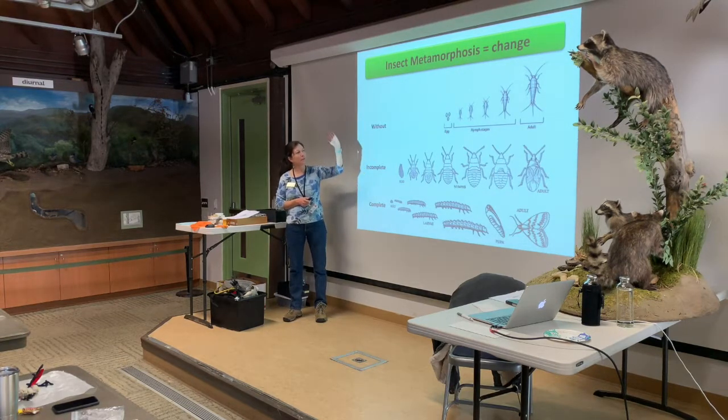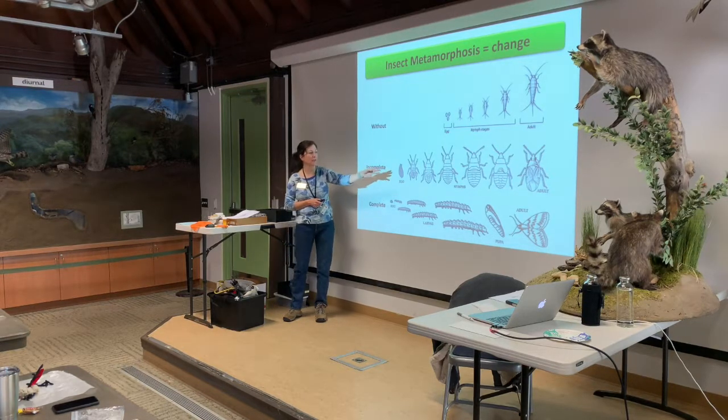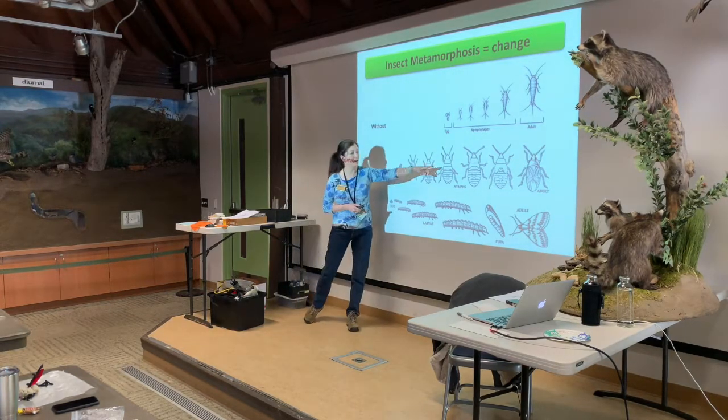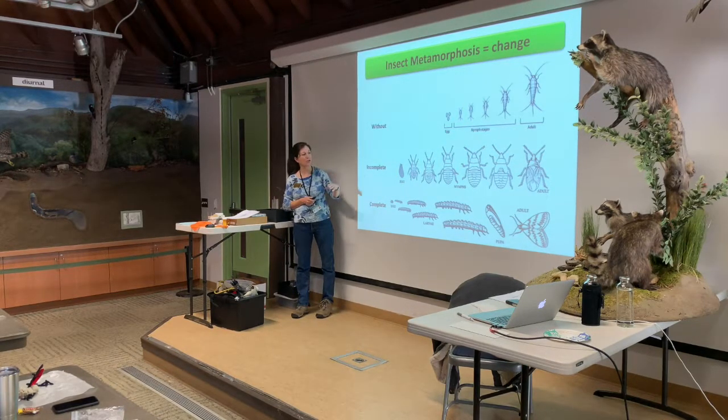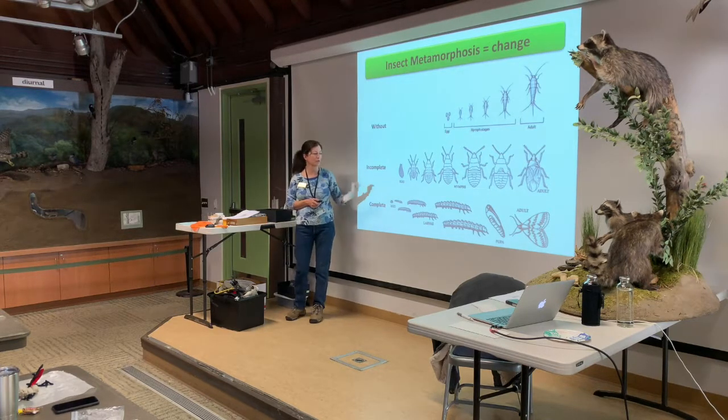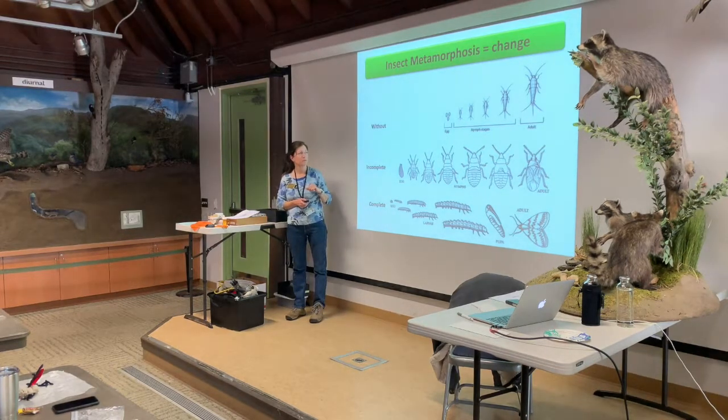Without metamorphosis, simply an egg, a nymph, adult, and they all look the same. Incomplete, not a complete change of appearance, but a slight one, where the nymphs tend to have underdeveloped wings in comparison to the adult. And in complete metamorphosis, the adult doesn't look anything like the larval stage, and it has the additional stage of the pupa in there, so 4 stages.